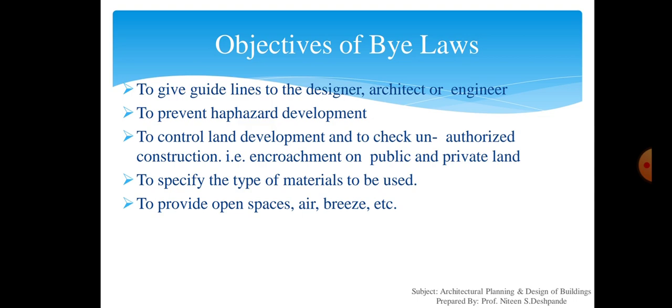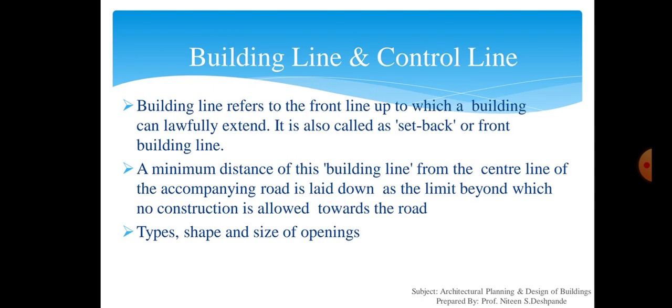Apart from all these objectives, there are some other objectives also, such as to reduce the pollution in the area by restricting the population density in that area, thereby providing a hygienic environment, and to ensure that every citizen will be safe against fire, pollution, health hazard, and building failure. So these are the objectives of building bylaws.